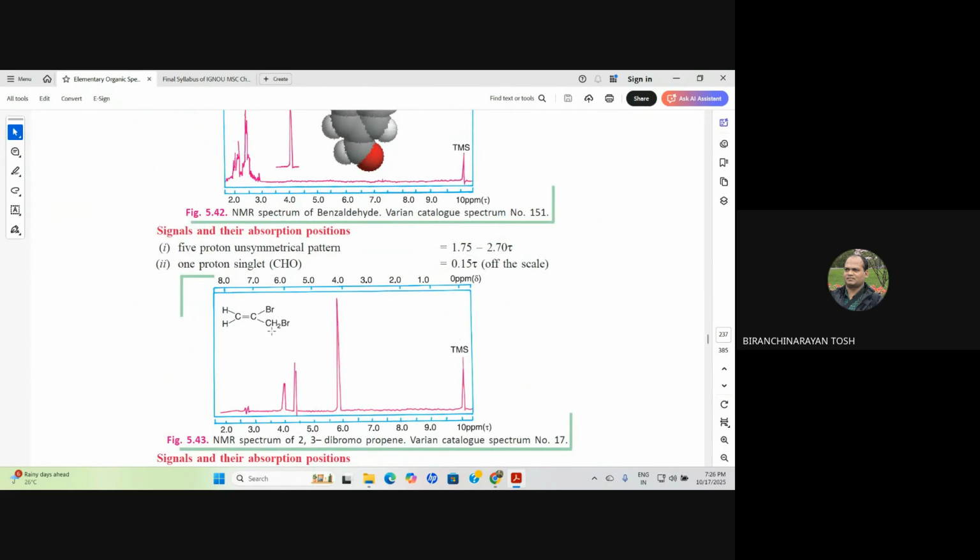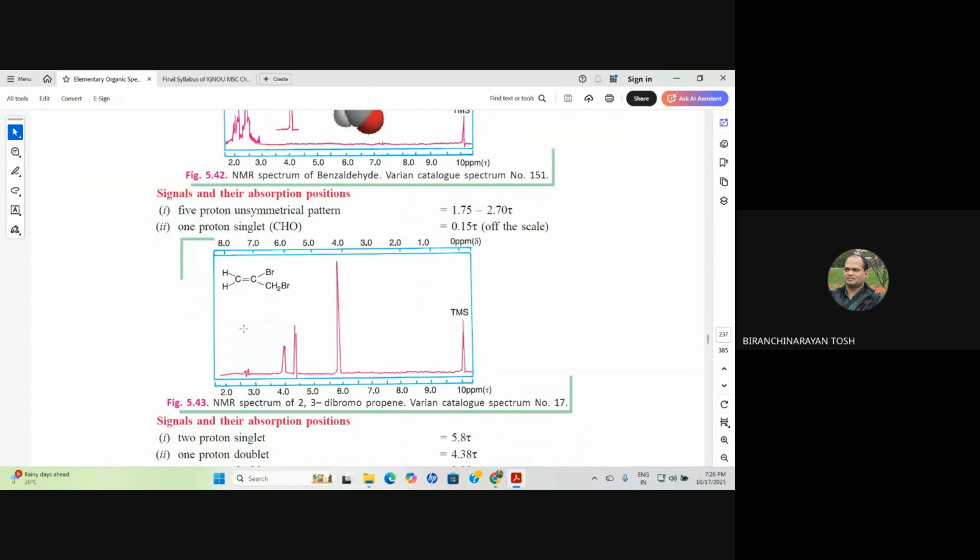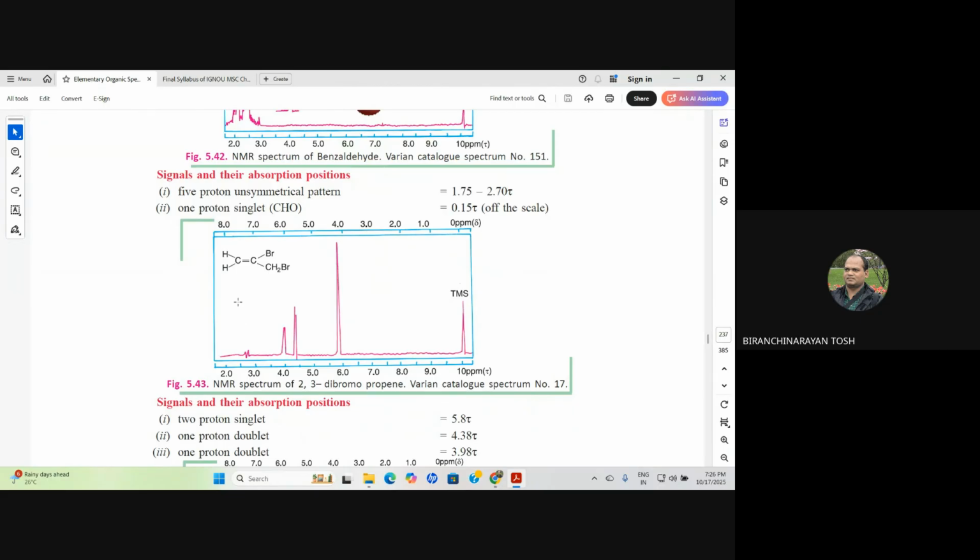Next, 2,3-dibromopropene. So these two protons are different. One is cis, one is in trans position, and these two protons are different. So totally three peaks. This is another proton. So one proton doublet, because this is the neighboring proton. They are in a different environment, so they will resonate differently. So for this you will get a doublet, and for this also you will get a doublet. So one proton doublet, which is at cis.